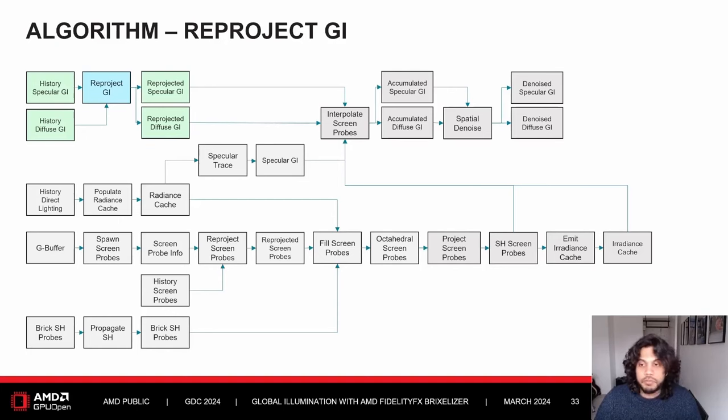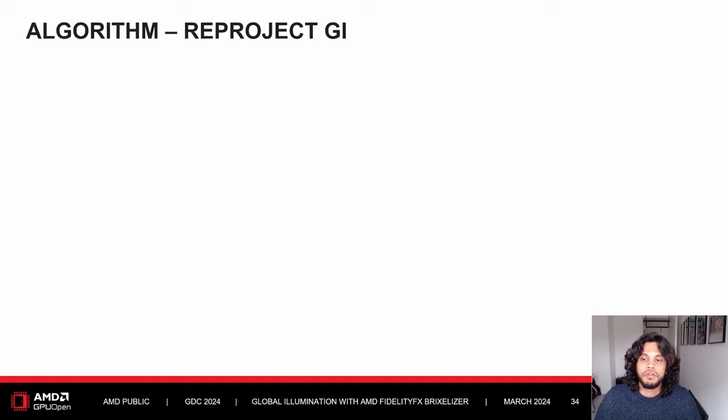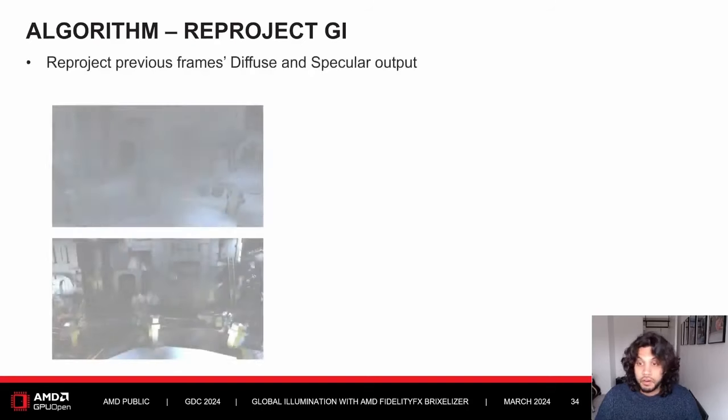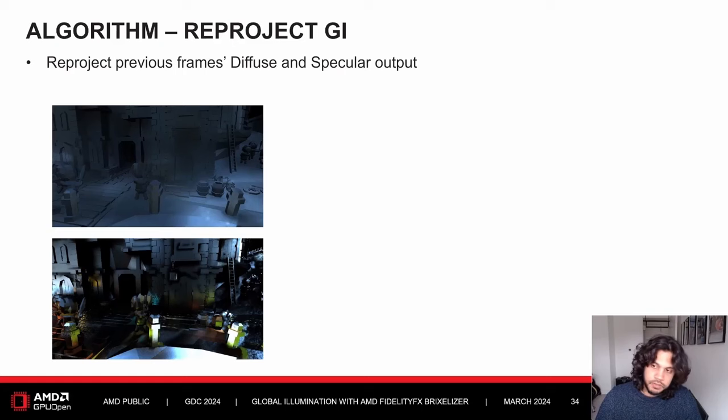Next, we are going to be preparing our diffuse and specular GI outputs from the last frame to be accumulated by reprojecting them. Here, we are simply reprojecting the previous diffuse and specular GI outputs into the current frame using the provided motion vectors.